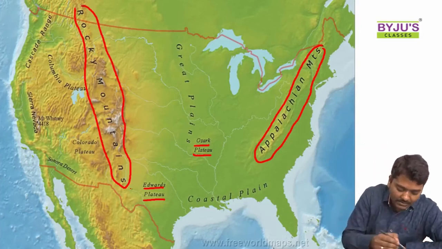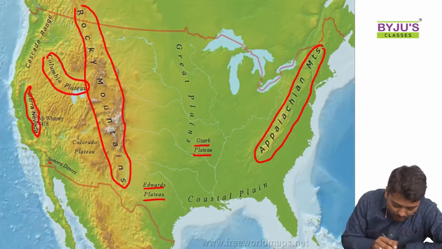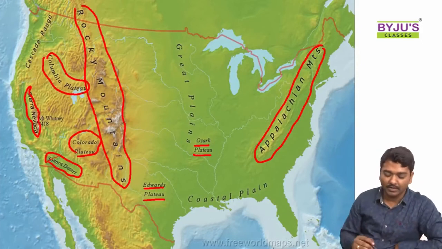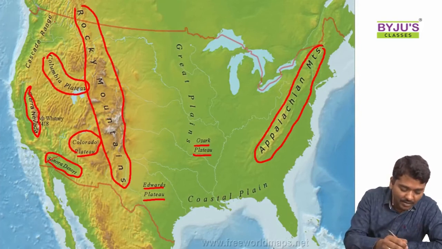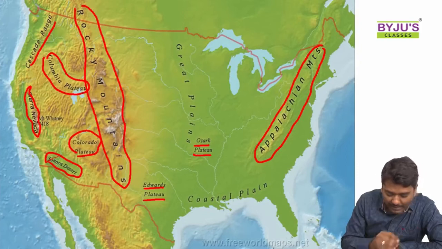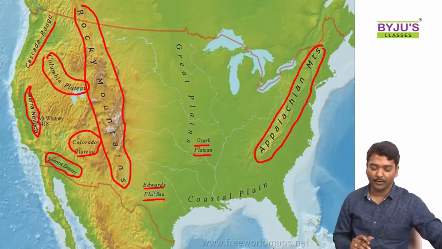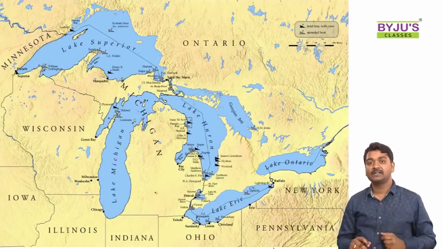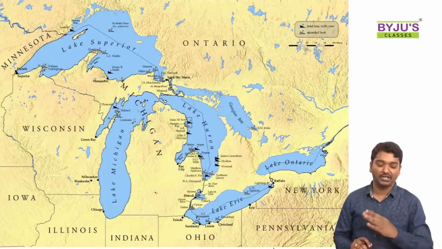So you have Rocky Mountains, you have Columbia Plateau, you have Sierra Nevada, Sonora Desert, Colorado Plateau. So these are important: Appalachian Mountains, Rocky Mountains, Columbia Plateau, Cascade Range, Sierra Nevada, Sonora Desert, Colorado Plateau, Edwards Plateau. All these are important from North America point of view. The second thing is there are Great Lakes of North America which you need to remember at any cost.